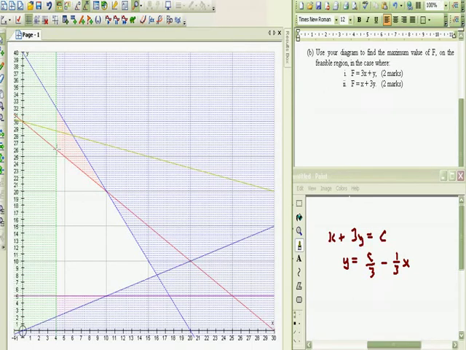I know I haven't done this by hand, but I hope it's given you a good idea of how we're actually plotting the lines, looking for the feasible region, looking at the vertices and looking at each one individually and substituting in to, in this case, our f function, and how the steepness of that line changes which vertex is the best.